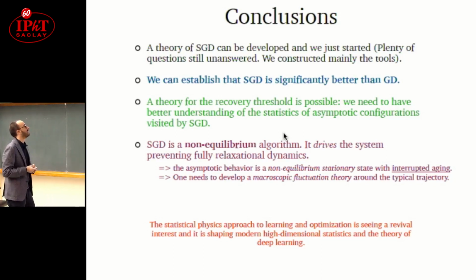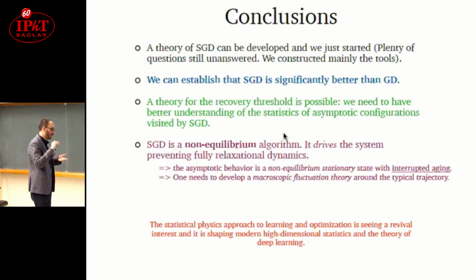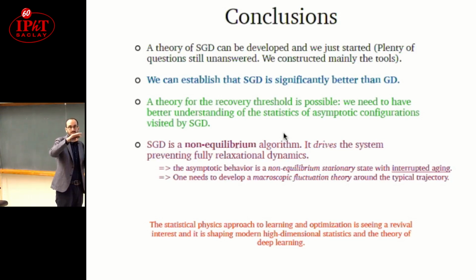And it does. And so now the question is if we can do a theory for the recovery threshold, and this is in principle possible. What we need to do is to understand what are the configurations that are visited by the algorithm. The algorithm is a non-equilibrium algorithm. It drives the dynamics, so it prevents fully relaxational dynamics, and it drives the system to some kind of non-equilibrium stationary state, which is characterized by interrupted aging. And so what you need to do in order to construct a theory for the recovery transition is to develop a kind of microscopic fluctuation theory, because at that point you have huge fluctuations that bring the system to the ground state.